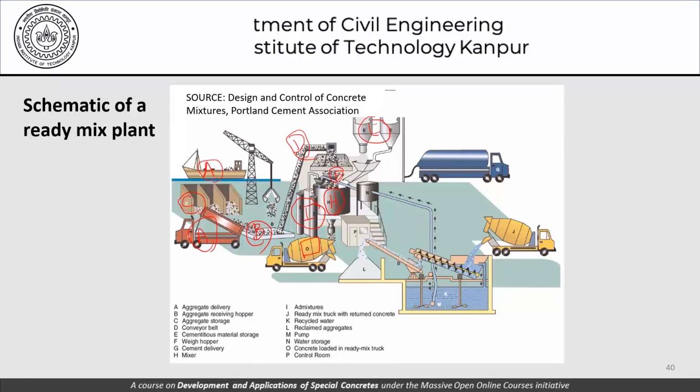Now apart from this operation, which is one side, which is the manufacture of concrete and its delivery to site, we have this part here, which is designated as G, which is the cement being brought into the plant and being stored in the silos.